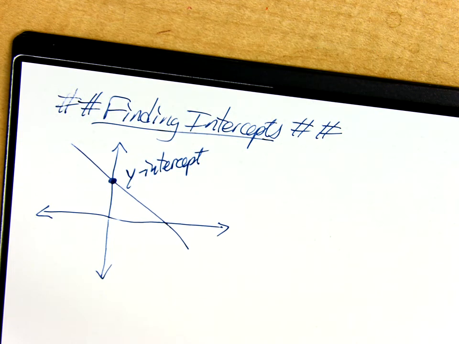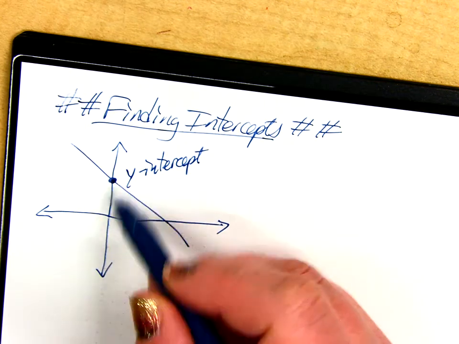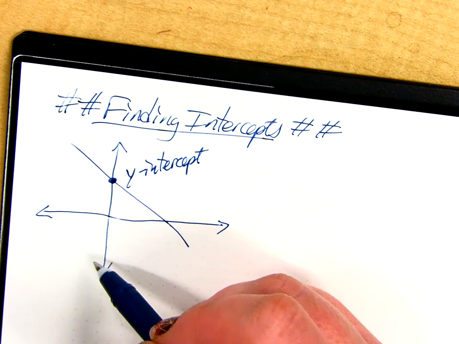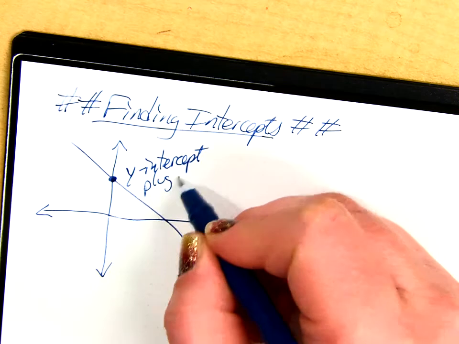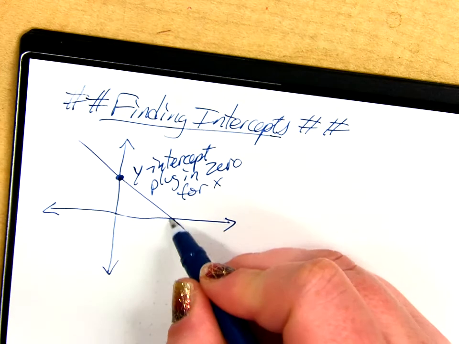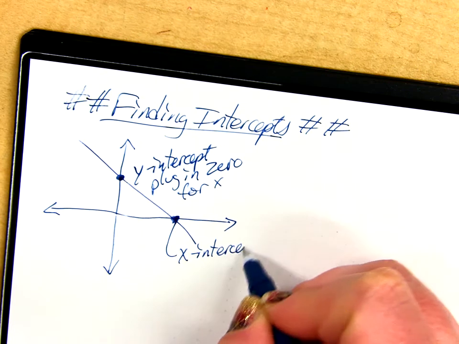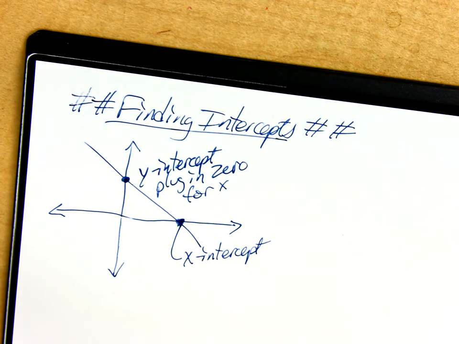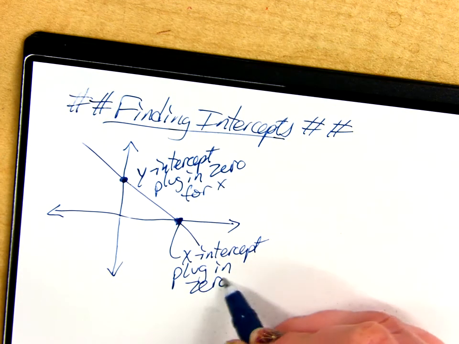So if I'm given an equation and I want to find its y-intercept without having the graph done out, all I have to do is plug in 0 for x. It doesn't matter where this line crosses the y-axis, wherever it happens, I know the value of x has to be 0. So for the y-intercept, plug in 0 for x. Likewise, to find my x-intercept, I have no idea what that x-intercept is, but I do know what y is. Y must be 0. Plug in 0 for y.